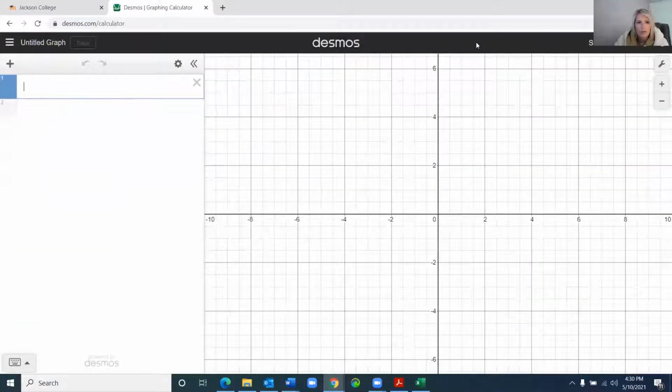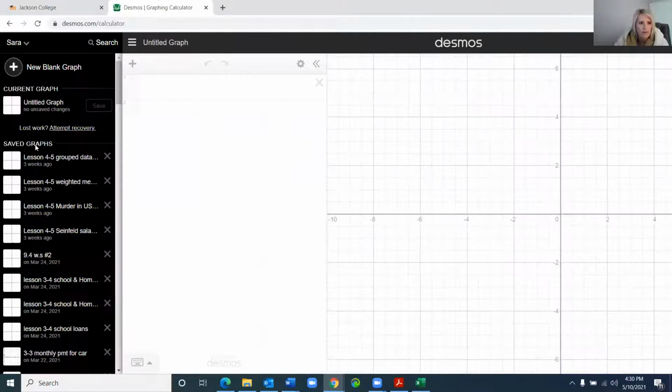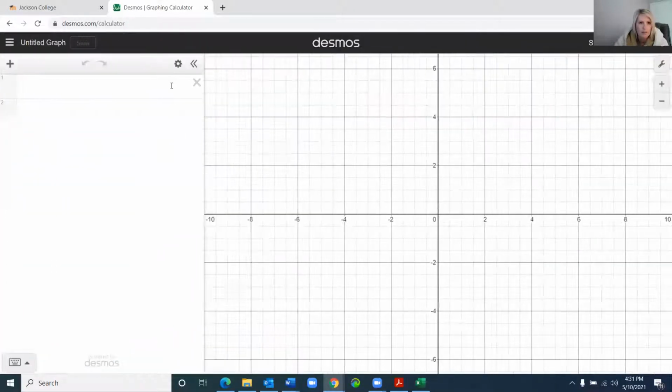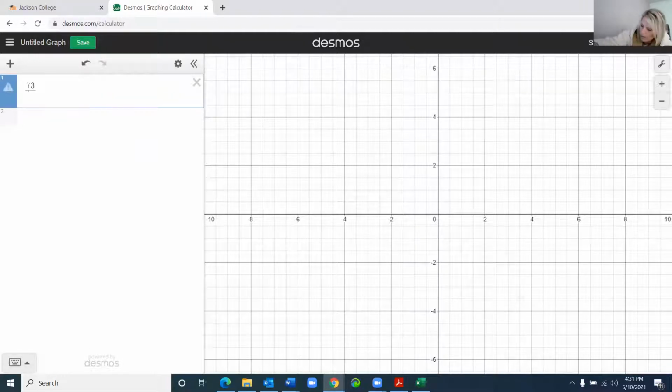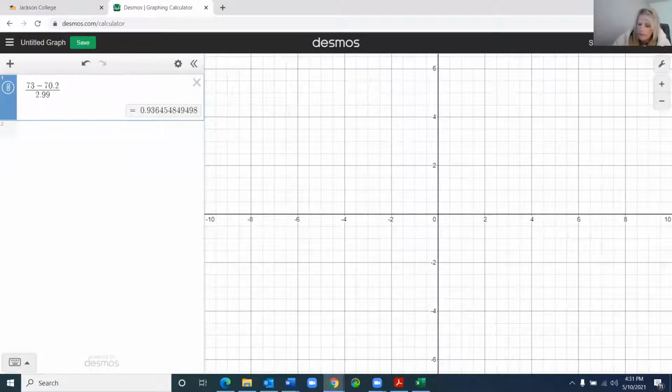You can get an account where you can save things here. I've got all different kinds of lessons, different things I can save. So that's nice to do. And it's really easy to, you can say 73, and then I make my fraction. And then I just go up and edit minus 70.2, the average male. And so Han has a z-score of 0.936.